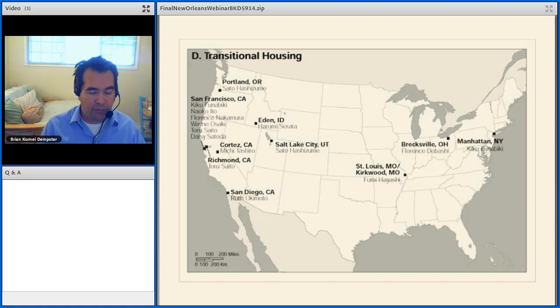So actually, a lot of them, who are all from the West Coast, had to go to New York, Ohio, Missouri, Utah, wherever they could find work and a place to rebuild their lives. So I hope that you take a look at the book and the maps, because I think it gives a good visual representation of the stories. Okay, next slide, please.